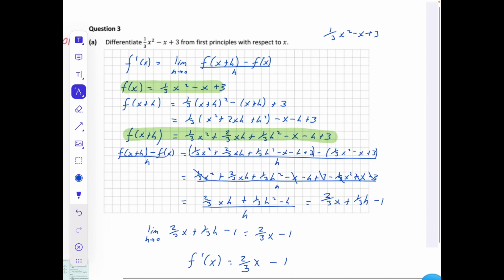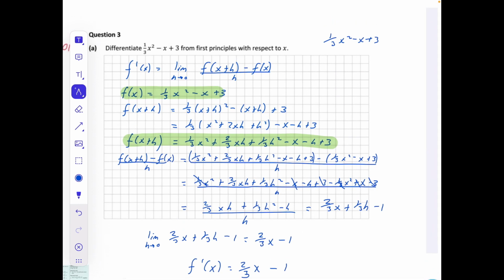We're just going to go up and make sure that's correct. Okay, so what do we start with? 1 over 3x squared minus x plus 3. If you differentiate 1 over 3x squared, multiply the 1 over 3 by 2, that's going to give me 2 over 3 x, reduce the power by 1, that'll just be x. And then differentiate minus x, that'll be minus 1, which is the same answer as what we got below.